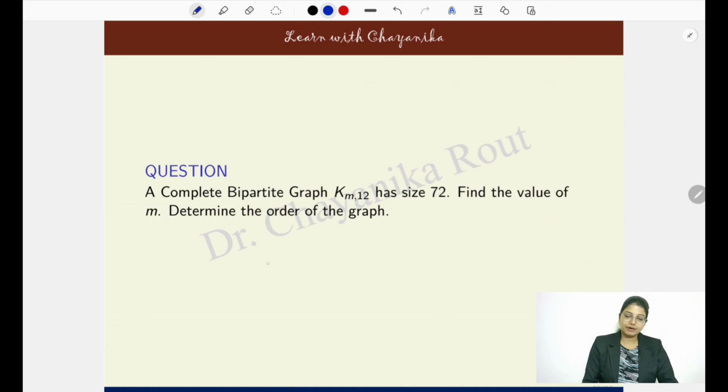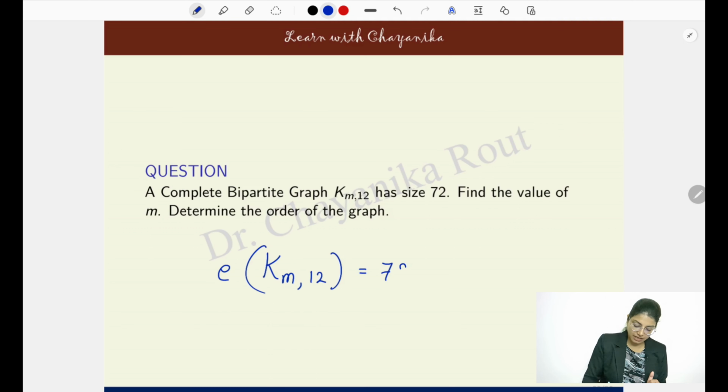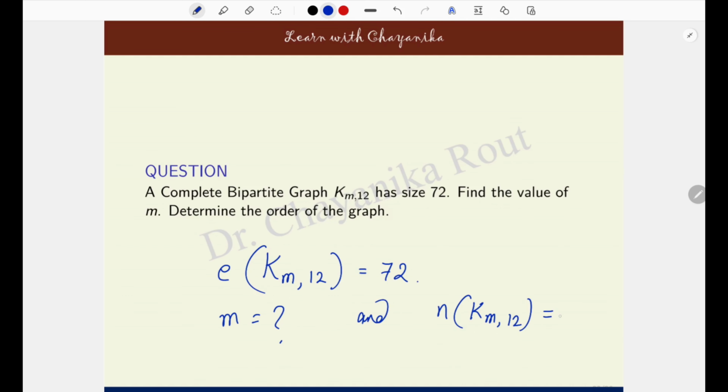A complete bipartite graph Km12 has size 72. So basically you are given a complete bipartite graph Km12. So clearly the value of m is not provided to you. What you have been provided with is the size of this graph, that is it contains 72 edges, that is given to you. You have to find the value of m, and after that you have to determine the order of the graph. So you give me the value of m and you give me the order of this graph, that is how many vertices are there in this graph.